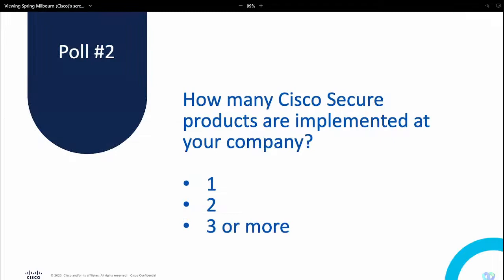From here, Carla will move into our second poll. How many Cisco Secure products are implemented currently at your company? 1, 2 or more, 3 or more? Products like Secure Endpoint. We have Secure Network Analytics, maybe Secure Cloud Analytics. There's just a few.